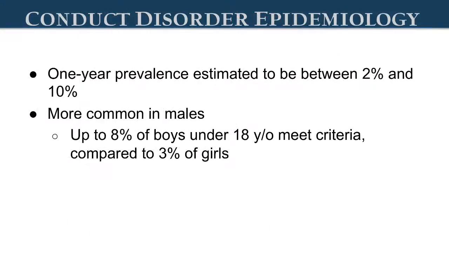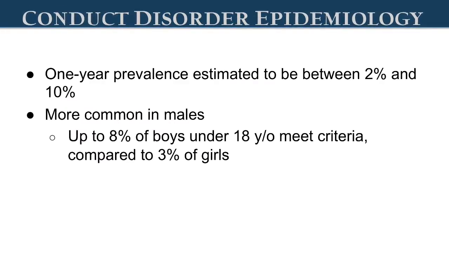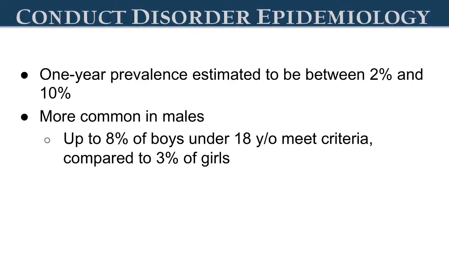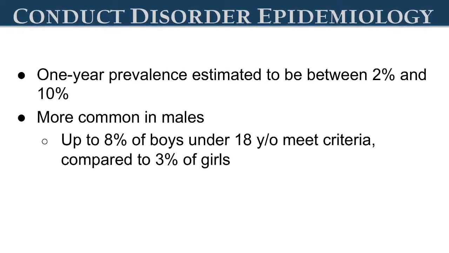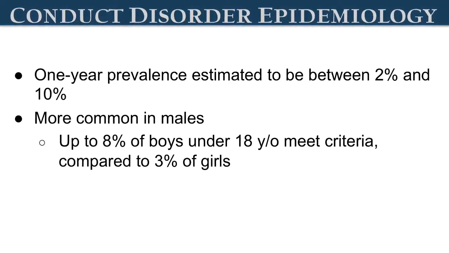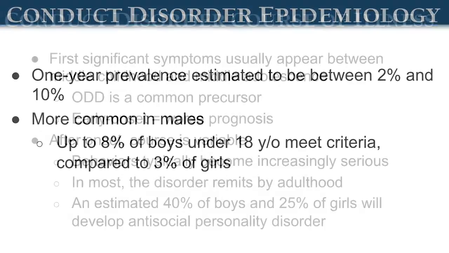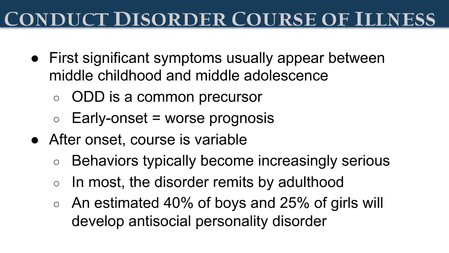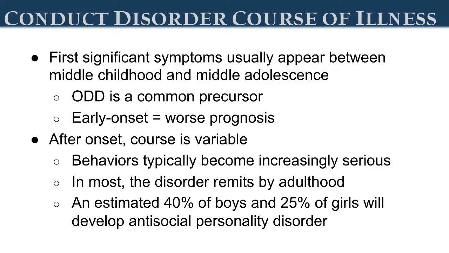Now, the 1-year prevalence of a conduct disorder is estimated to be between 2 and 10%. The disorder tends to be more common in males, with up to 8% of boys under the age of 18 meeting the criteria, compared to only 3% of girls. Now, although conduct disorder can occur in children as young as their preschool years, the first significant symptoms usually appear between middle childhood and middle adolescence. The onset is rare after the age of 16.